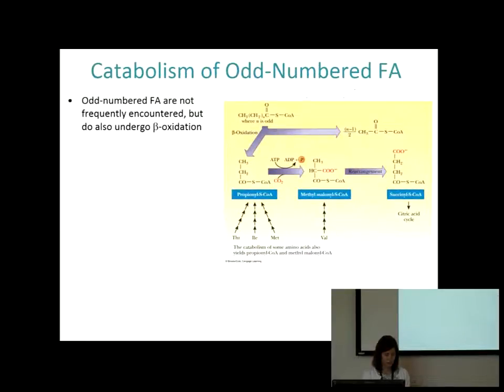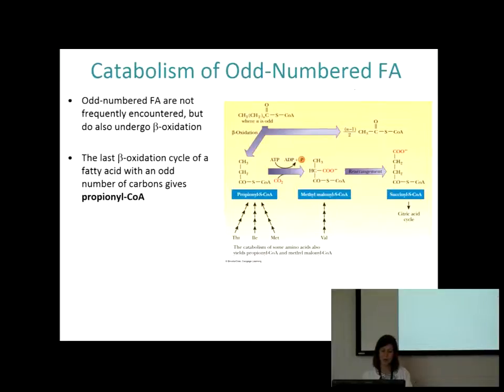What do we do with odd numbers? I don't expect you to remember pretty much anything from this other than when you have an odd number fatty acid, we don't just throw it away. Okay? What we do is we do a number of things. If we start with an odd number fatty acid, then at that last cleavage, we're going to end up with a 3-carbon propionyl-CoA instead of a 2-carbon acetyl-CoA.